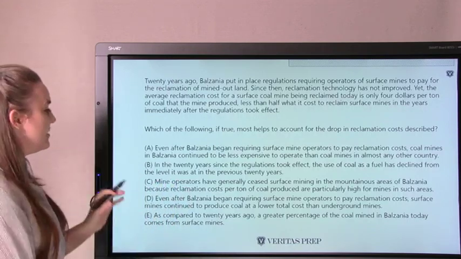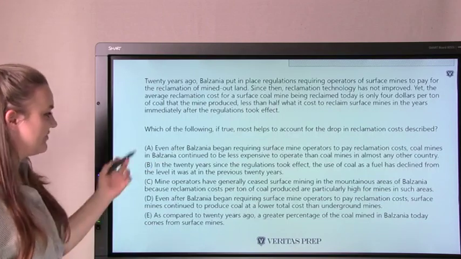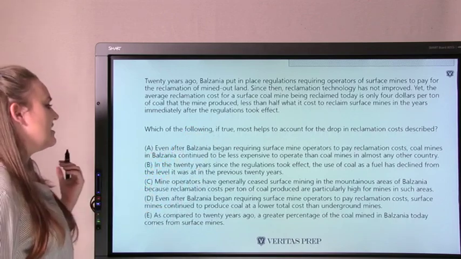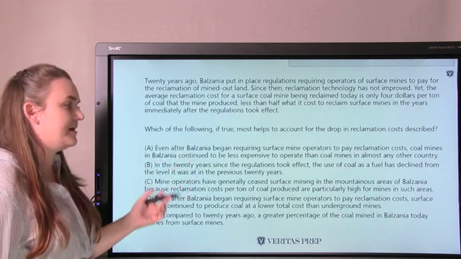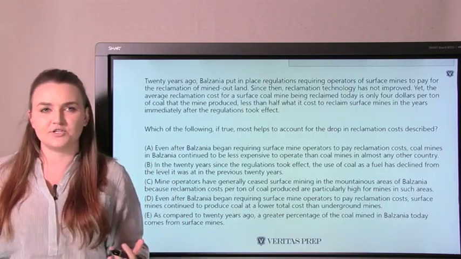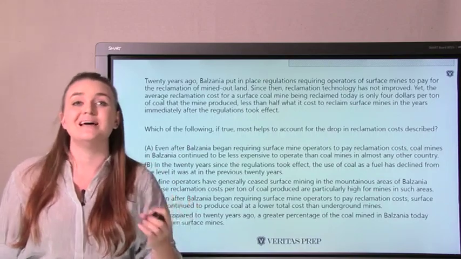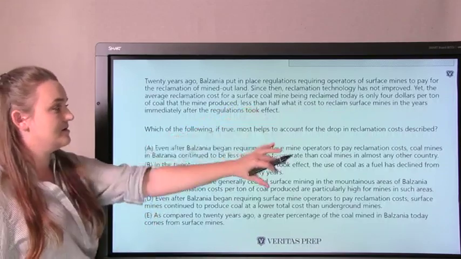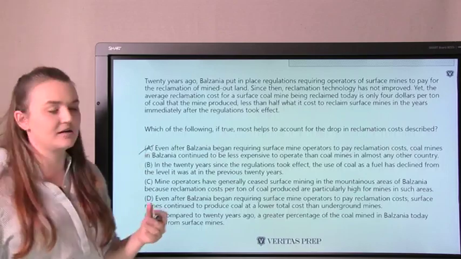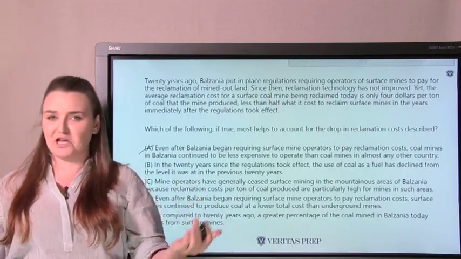So if we speak to something like answer choice A, even after they began requiring surface mine operators to pay reclamation costs, coal mines continued to be less expensive to operate than in almost any other country. That's completely out of scope, totally irrelevant to us here. The comparison to the other country does not account for the improvement despite the stagnation in technology. So A is definitely pretty clearly out, and no one chose it, so not surprising.